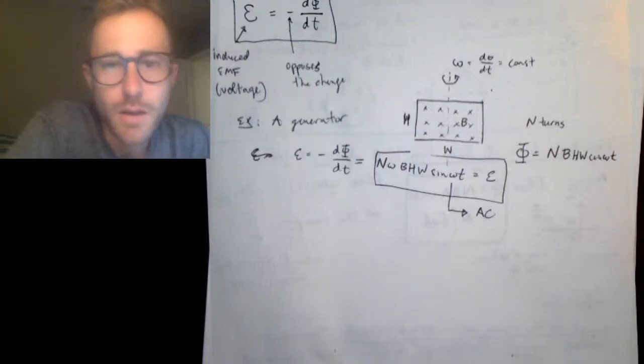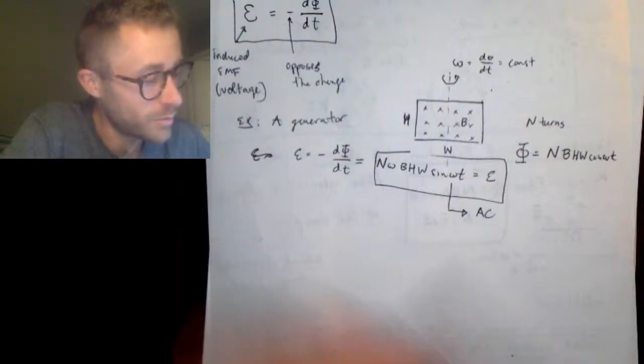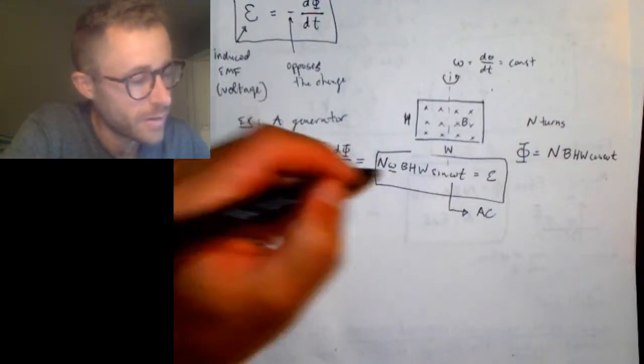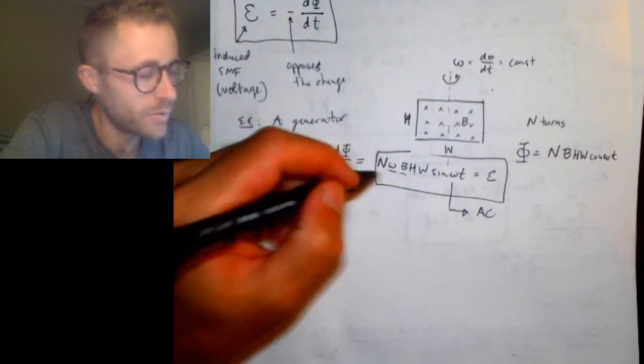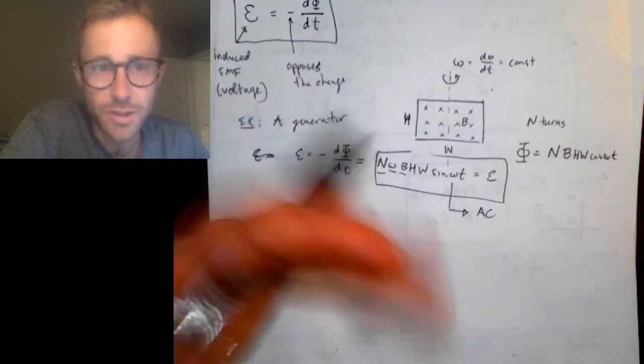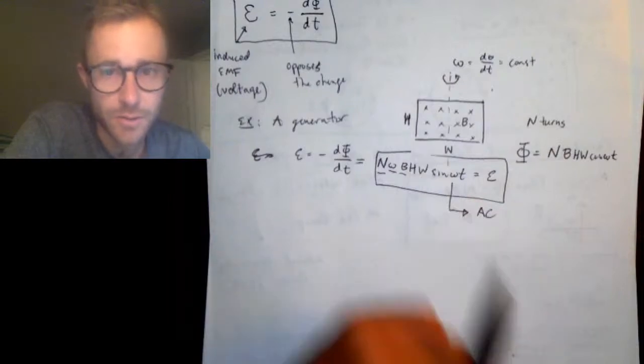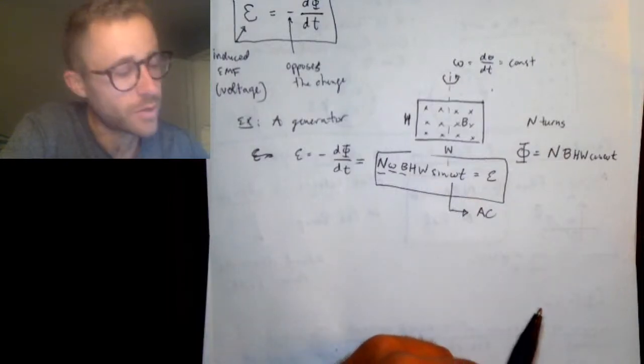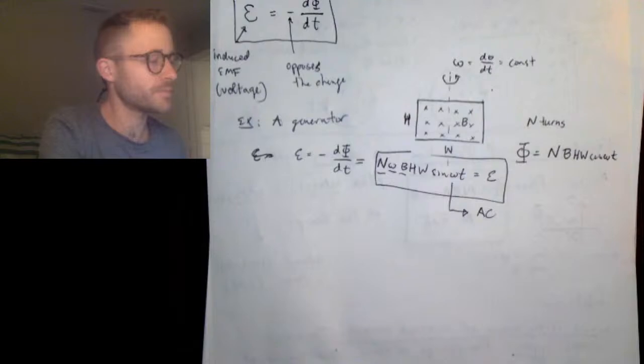We can also see how to generate the biggest EMF possible. You want to spin it fast. You want it to be in a big magnetic field. You want it to have lots of turns. So it's an engineering problem. How do we optimize the induced EMF? So I think that is pretty neat.